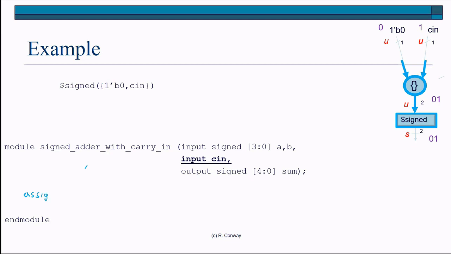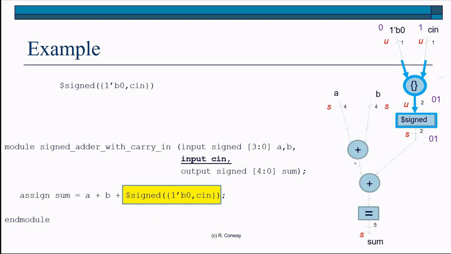In our previous examples we had the following: assign sum equals a plus b plus cn. So what we want to do now is replace Cn with this new expression, and this is what we have now. We can now complete our expression tree. The only difference is that Cn is replaced with this part. So let's work through our expression.